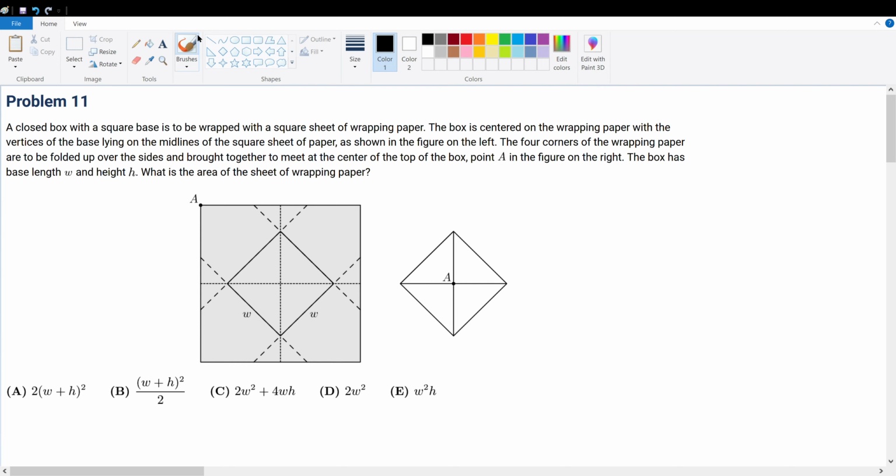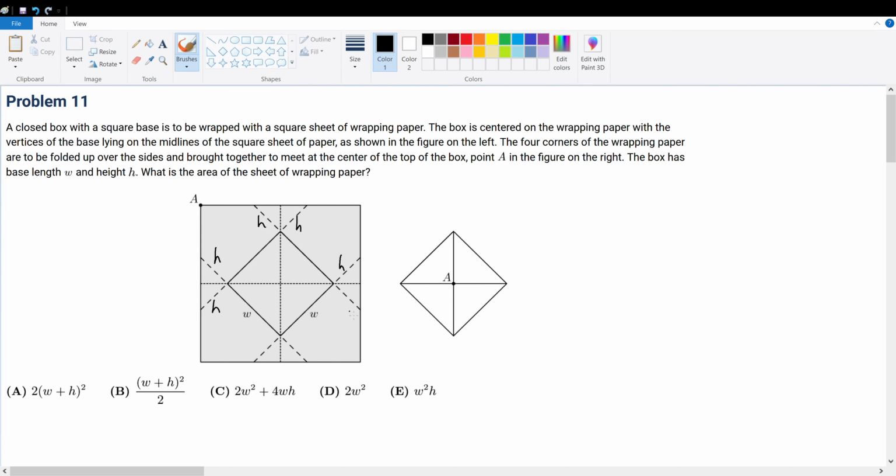The box has base length W and height H. What is the area of the sheet of wrapping paper? So this question requires a bit of mental thinking of how it will look. If you were to imagine wrapping the sheet of paper around, where would the height be? Well, the height would be right here, right? Because think about it, you're wrapping this part over the paper, and so this side length must be H, and likewise everything else must be H with it.